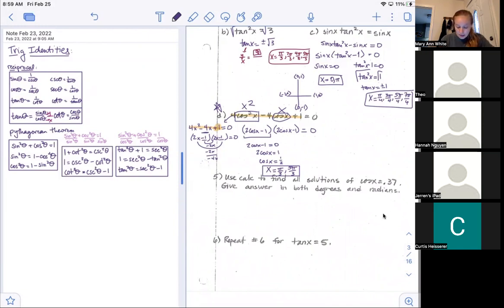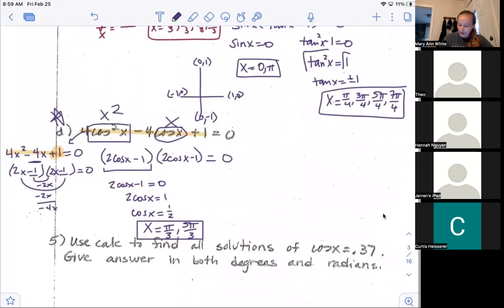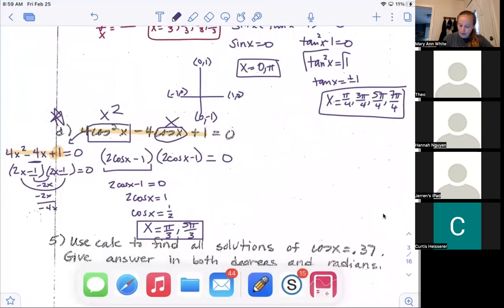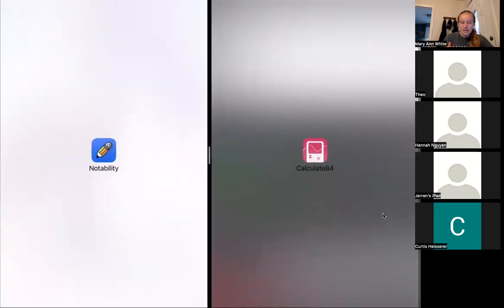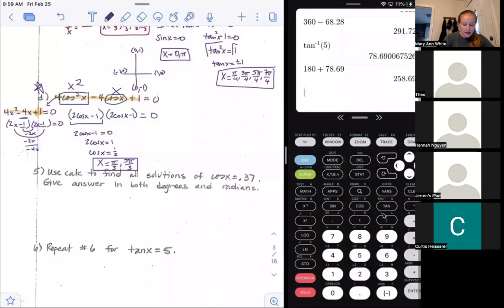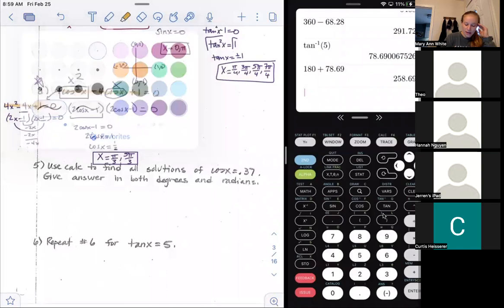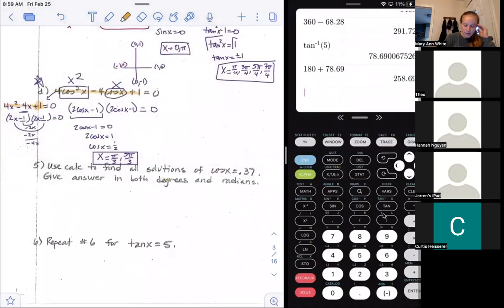All right, and the next two just ask for a calculator. These are pretty quick and simple. I'm going to get rid of our identities for right now so I can pull up our calculator. We've done this in some capacity before. It says using a calculator, find all solutions of cosine x equals 0.37. Give answers in both degrees and radians. We're just going to do degrees for today. I don't need it in radians right now. You can always multiply by pi over 180 to get that.